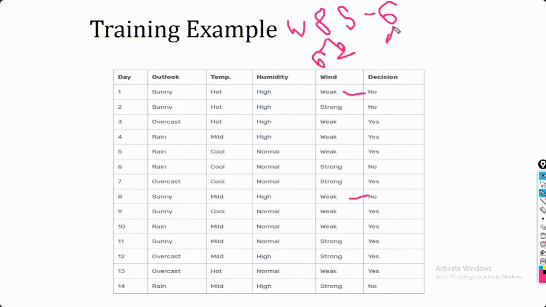Next, with respect to strong, this is strong: the first no, the second no, and the third no. So out of 6, 3 are no, and that means 3 are yes. With these combinations we are going to put them in the formula, and that is going to give the entropy with respect to this particular attribute.